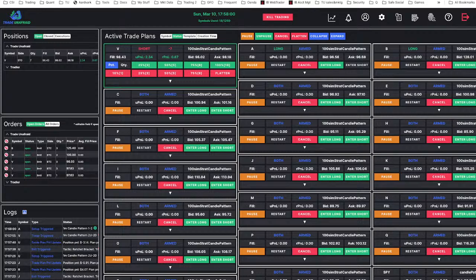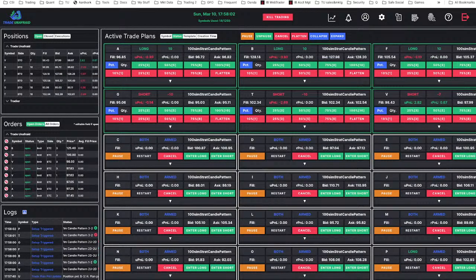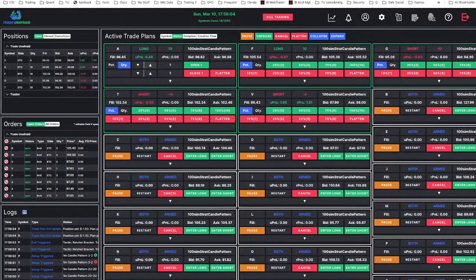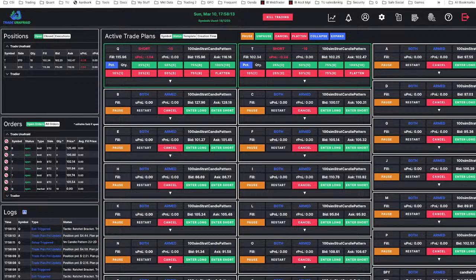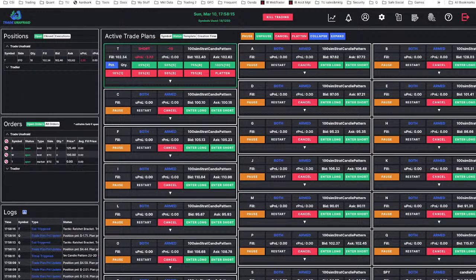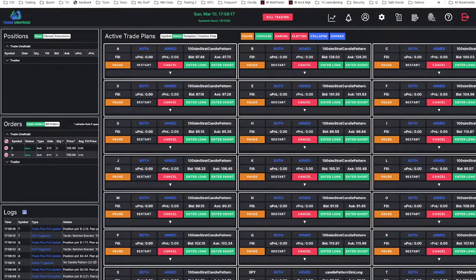So see, if I click quantity, I can say I want to open 2 and click it, or I can say I want to close 2 and click it. Here you can see, oops, there was an unrealized P&L and a realized P&L.